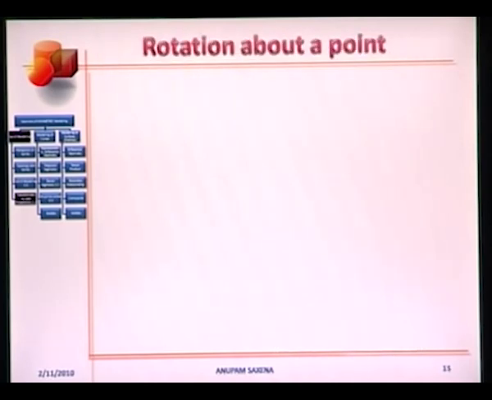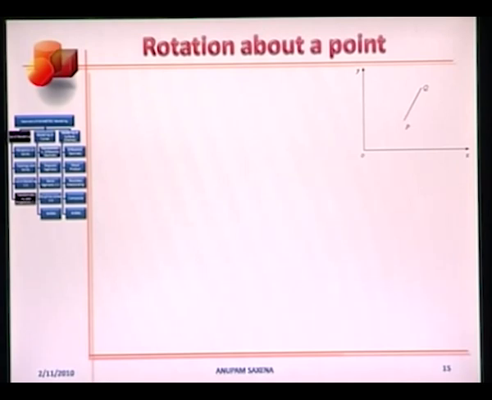Next, rotation about a point. So far we have covered rotation of a point about the origin, but this case is slightly different. We would like to rotate point Q about point P. This is again in 2 dimensions. What do we do?